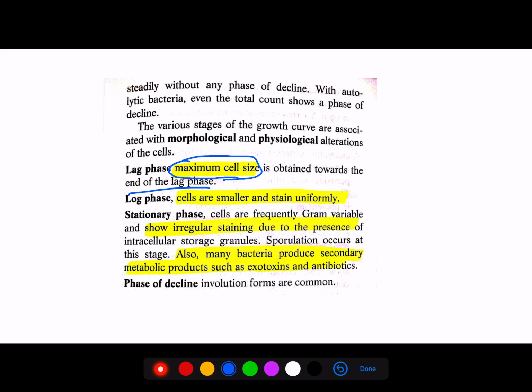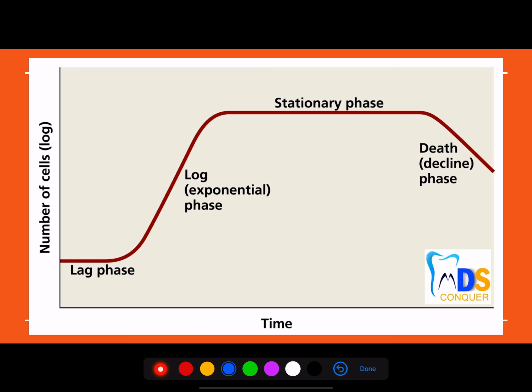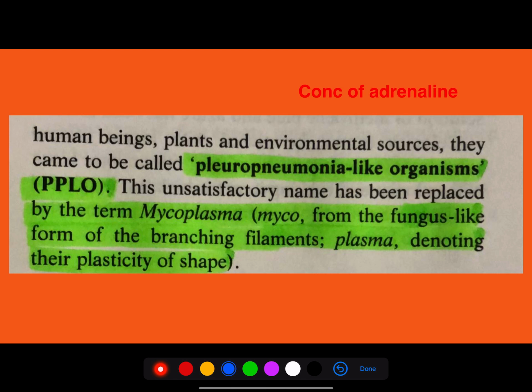Log phase, the cells are small and stained uniformly. Your stationary phase, so many questions will be there: your exotoxins. And the secondary phase of decline is involution. So please do make a note of this. They can ask you A first, O second. They can ask you by giving 1, 2, 3, 4, to identify this stage or phase, or which of the following characteristic features you can see in a particular stage or phase.